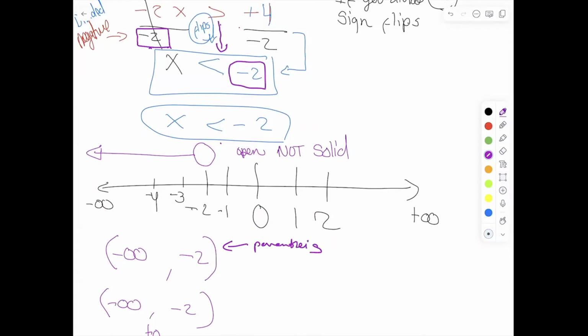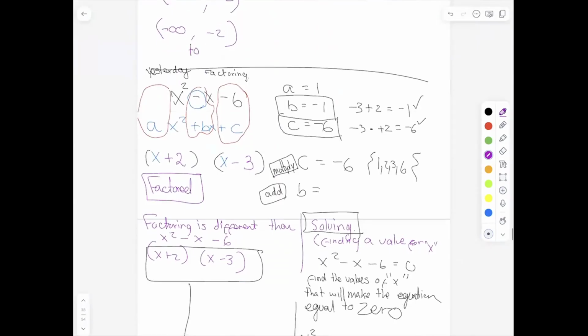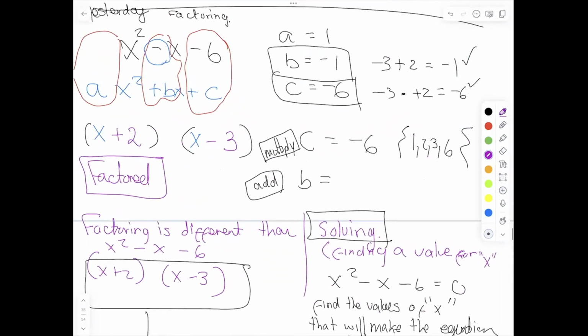And it's going to go to negative infinity to the left, so that's also going to be a parentheses because we don't know where infinity ends. So that's the answer. All right, so let's continue.